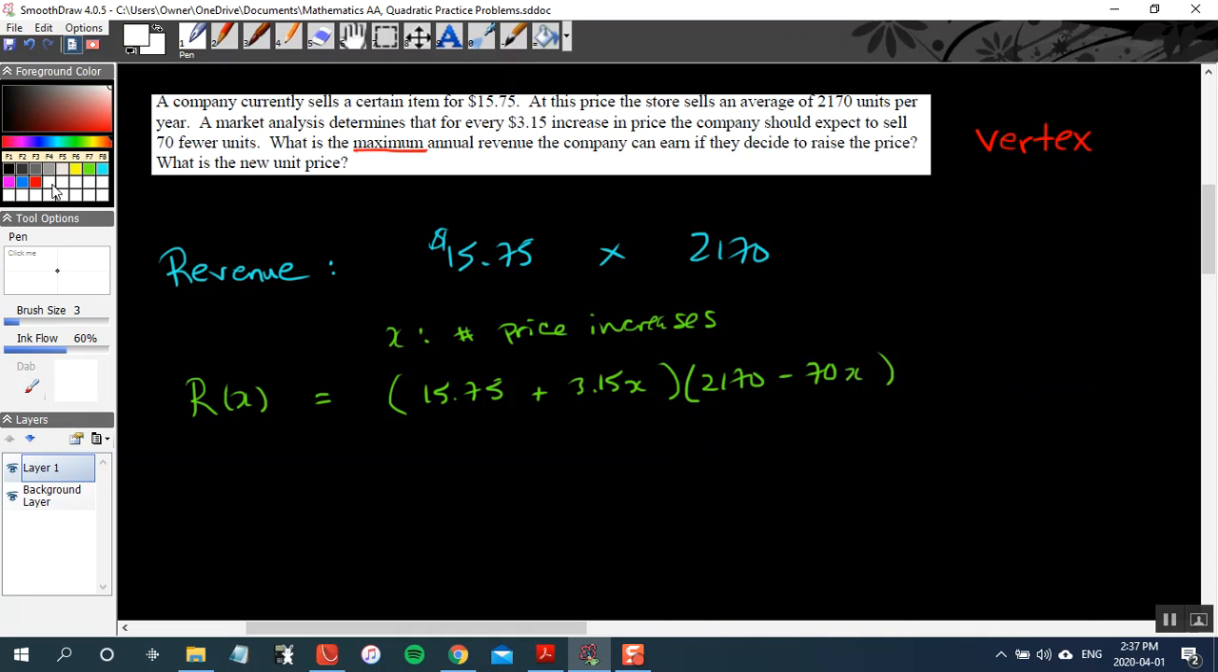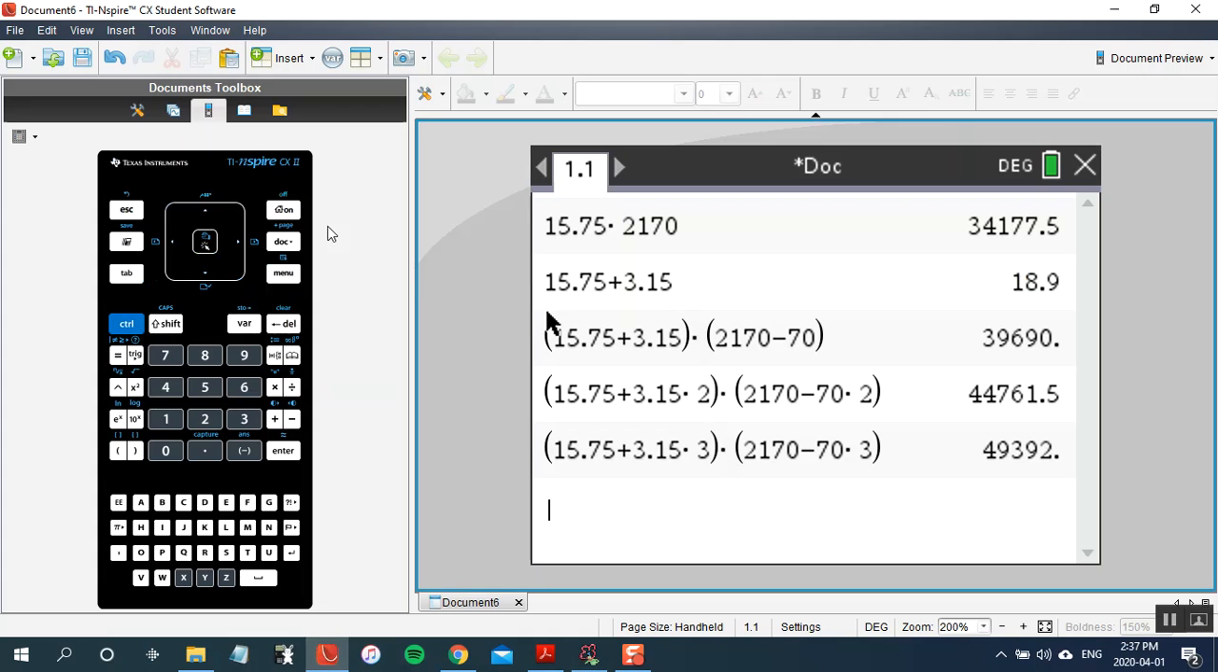So all we have here are 2 numbers multiplied together, and the first one is of course going to be our new price, and this is going to be our adjusted sales. We'll just call it number of sales. And of course, multiplying those gives us our total revenue. Okay, so let's find our vertex with our GDC.